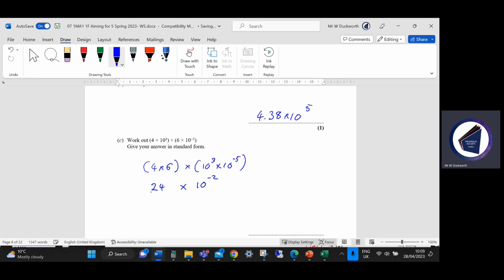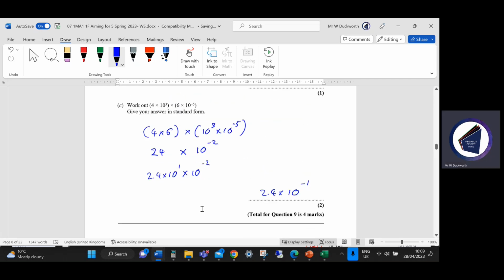Right, and I need to convert that into standard form. So in effect, I'm going to say that's 2.4 times 10 to the 1 times by 10 to the minus 2. So that becomes 2.4 times by 10 to the minus 1. Right, and that's it for that page.